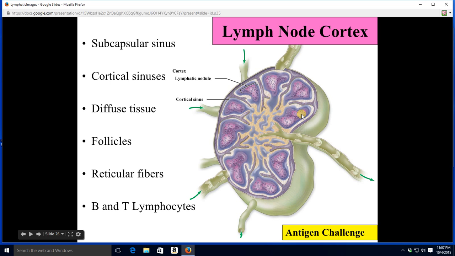fighting, the immune protection. And by the way, when the B cells and T cells meet a particular foreign thing, that meeting is called antigen challenge. Antigen is a good word for any foreign thing that we might encounter and respond to.